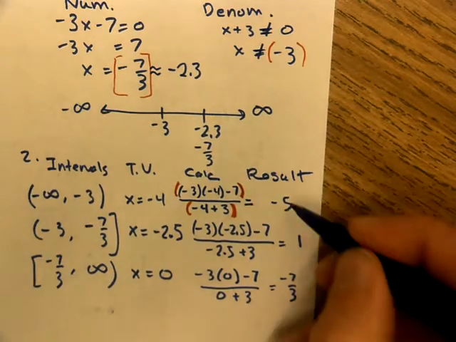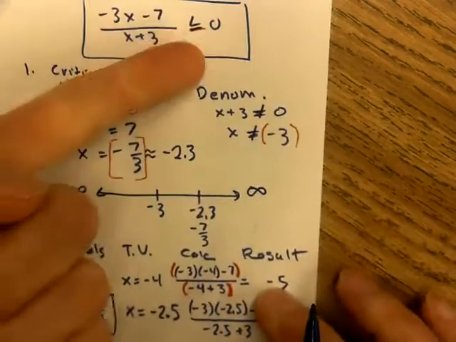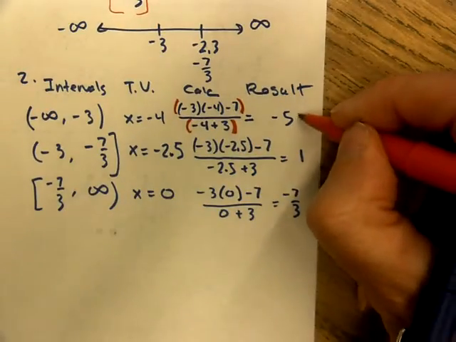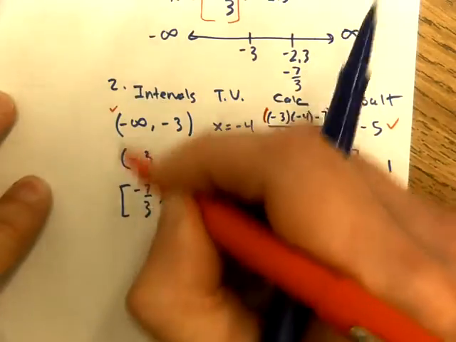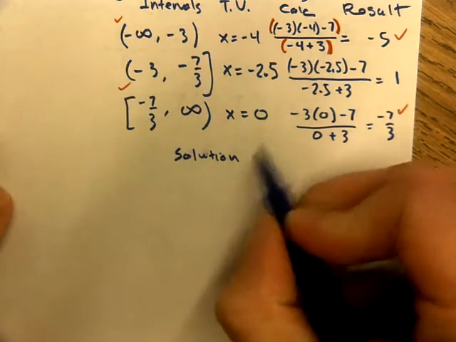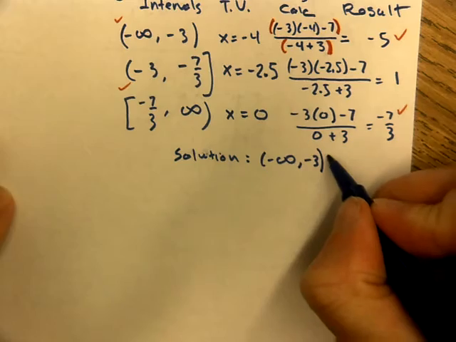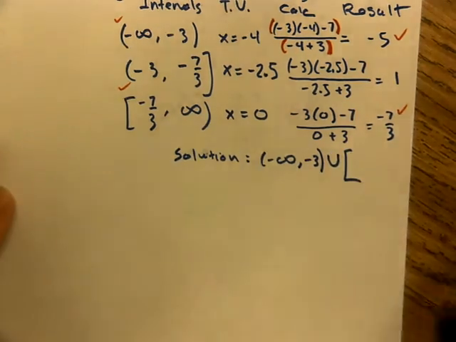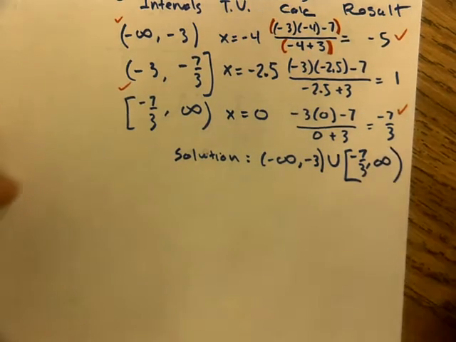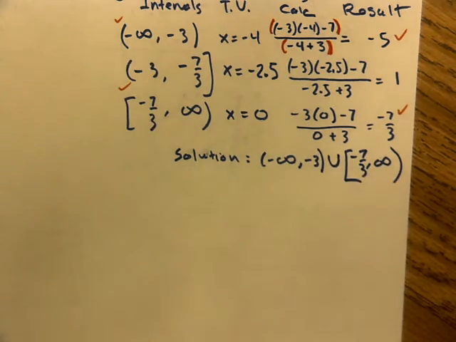So then when we are looking at the results, again, you're always asking the question, are these positive or negative? Are they less than 0? That's what we want. So the ones that are less than 0 are the first and the third result. That means the first and the third interval will be our solution interval. All right, so we have -∞ to -3 in union with square bracket around the -7/3 up to +∞. Again, that U stands for union. It's both of these together that are the answer.